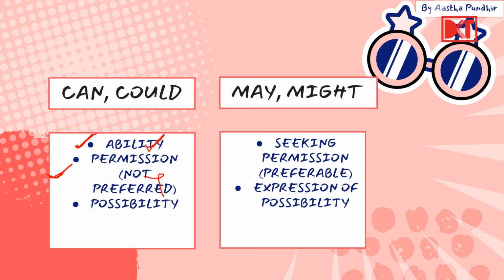So when you ask someone, can I come in? It actually means that you're asking if you are able to come in. Now you have a perfectly fine working body, and of course you have the ability to come in, but when you have to ask for permission, here you use may or might, like, may I come in? Alright. Then we have possibility, can or could.